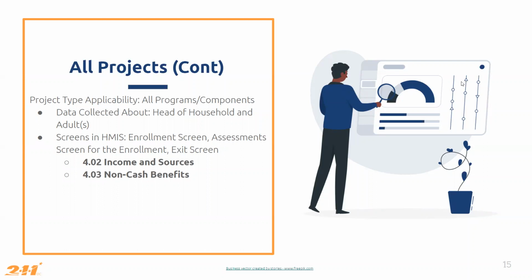And just to add to that, this is for both income sources and non-cash benefits. The clarifying piece from HUD is that if the client is enrolled in your project and they turn 18 while they are enrolled, HUD does want the user to go in and do a status update for the client on their 18th birthday to report any income or non-cash benefits that the client has.